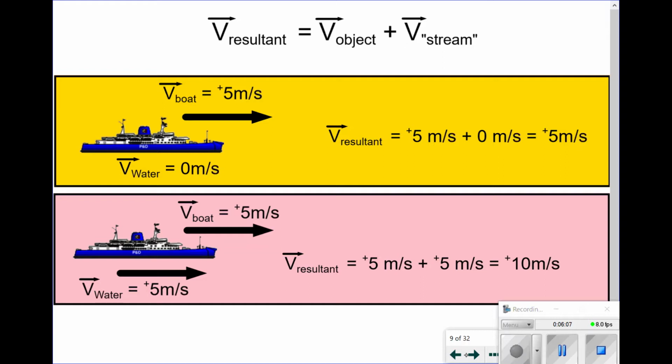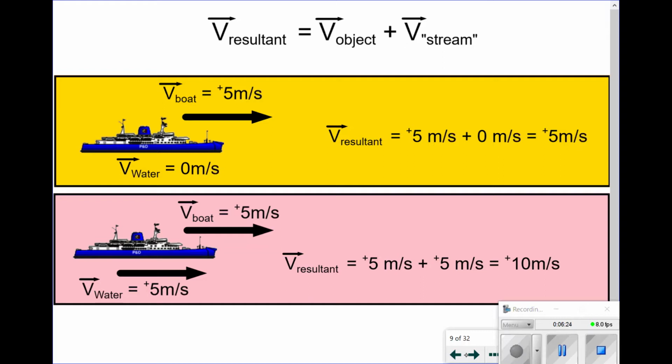There is no velocity. So 5 meters per second positive plus 0 is 5 meters per second. A lot of times we drop the word resultant and we'll just say boat because there's only one object there. But it's important to note that that velocity is still a resultant. I am adding a 0 to the 5.